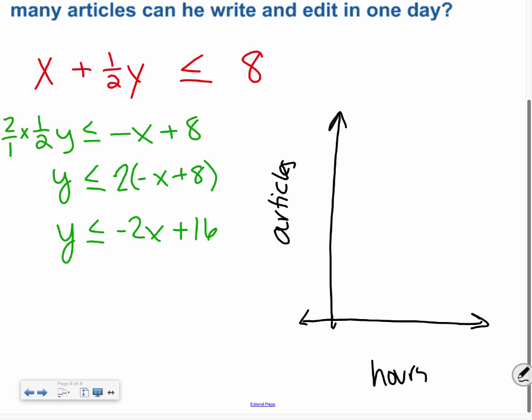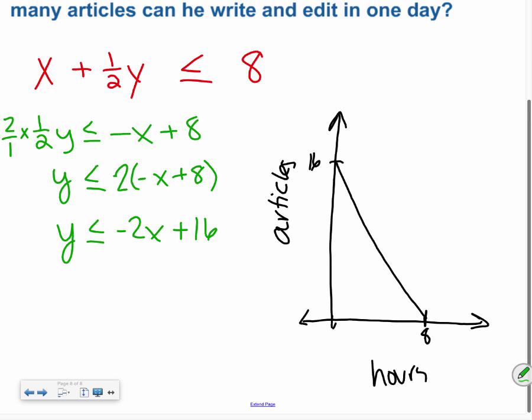So then I know y crosses at 16, and we have a slope of negative 2. I know my graph's going to look like that because it's going to be a solid line because it's or equal to, and 16 articles is going to be max, 8 hours is going to be the max.